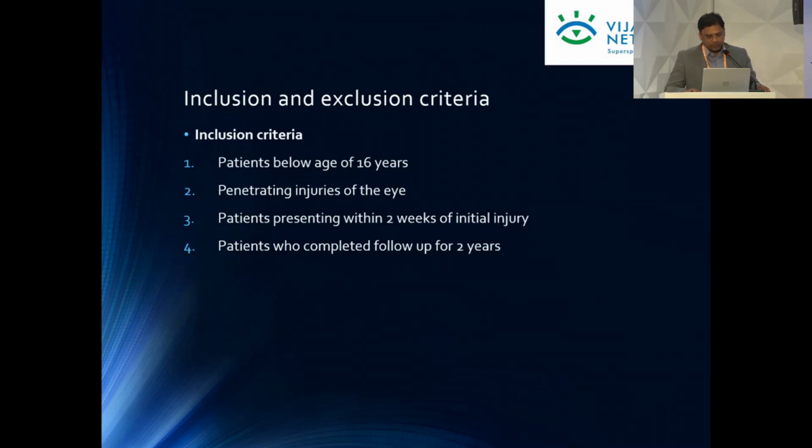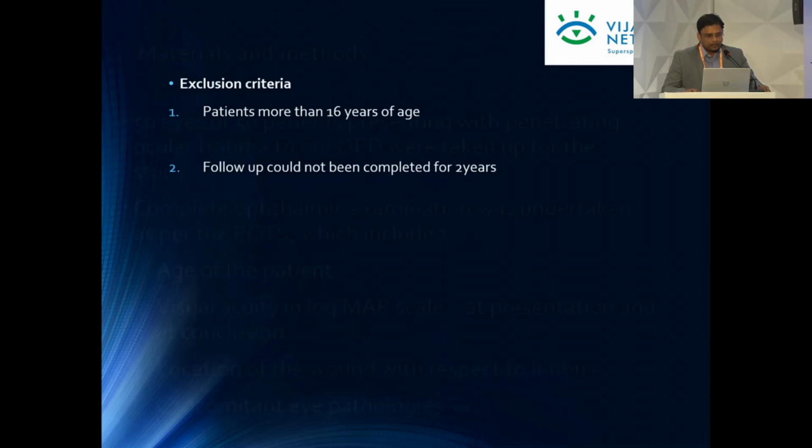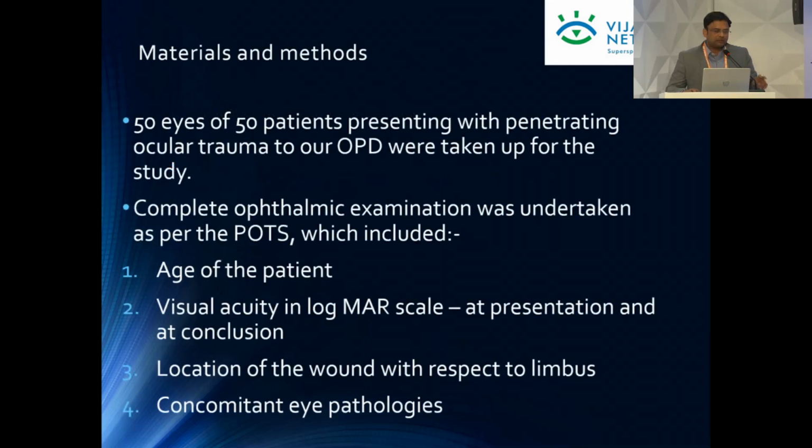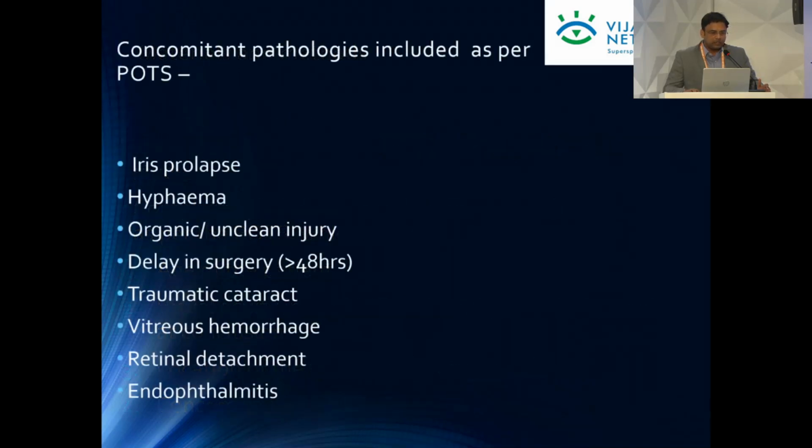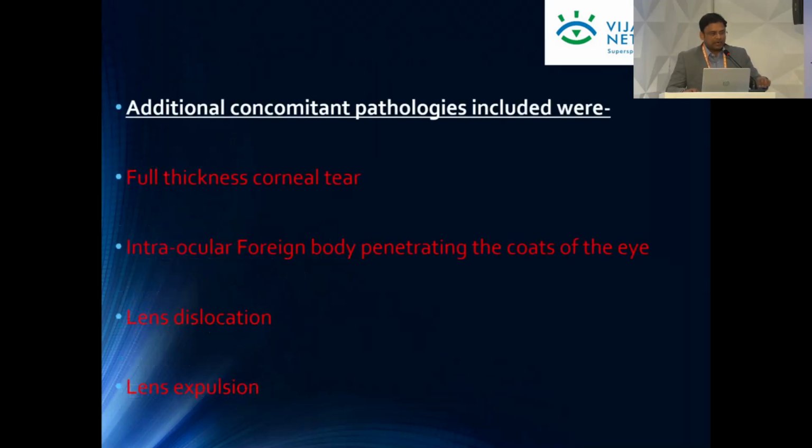This was a prospective study for 2 years, and these were the inclusion criteria. Kids who completed 2 years of follow-up were included: 50 eyes of 50 patients. Visual acuity on the logMAR scale at presentation and at conclusion was noted. Location of the wound with respect to the limbus and concomitant eye pathologies were noted. These were the parameters as per POTS, the pediatric ocular trauma system. What we considered in addition is full thickness corneal tear, intraocular foreign body, lens dislocation, and lens expulsion.